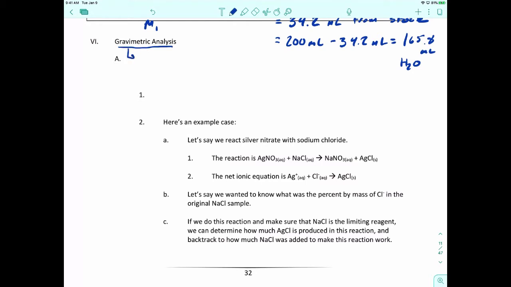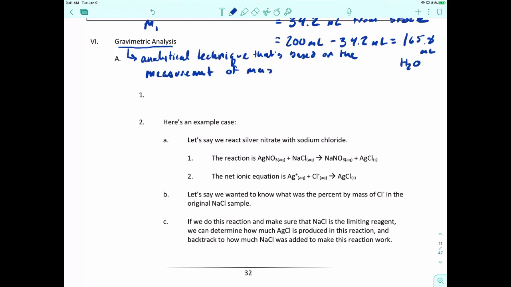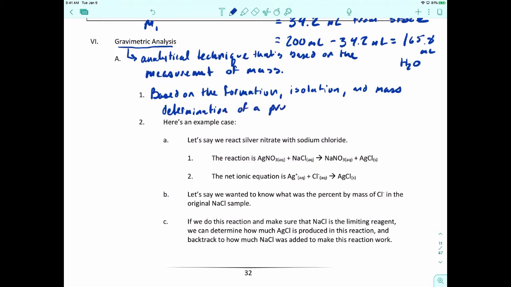Gravimetric analysis is an analytical technique that's based on the measurement of mass. It is based on the formation, isolation, and mass determination of a precipitate. All right, so let me give you an example.